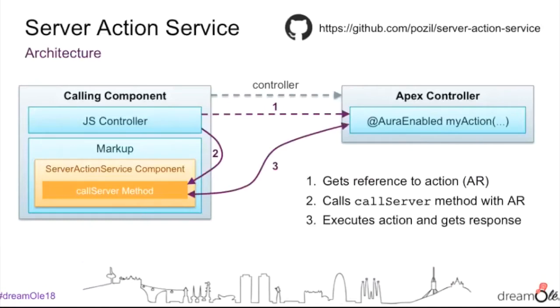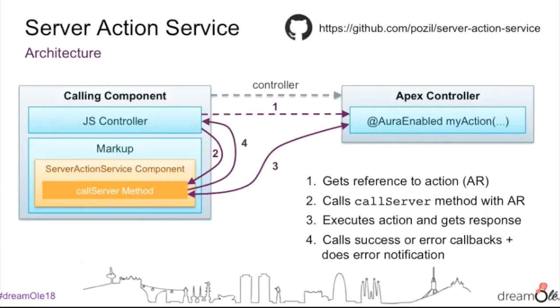And then the callServer method will actually execute the Aura-enabled action. It will deal with the errors, if there are some, and then it will call your callbacks on your controller. So this is a great way to reduce code duplication, because you don't have to do the error handling if you don't want to, and you don't have to repeat the same lines for the callback and enqueuing the action. There's a risk that you forget to enqueue the action.